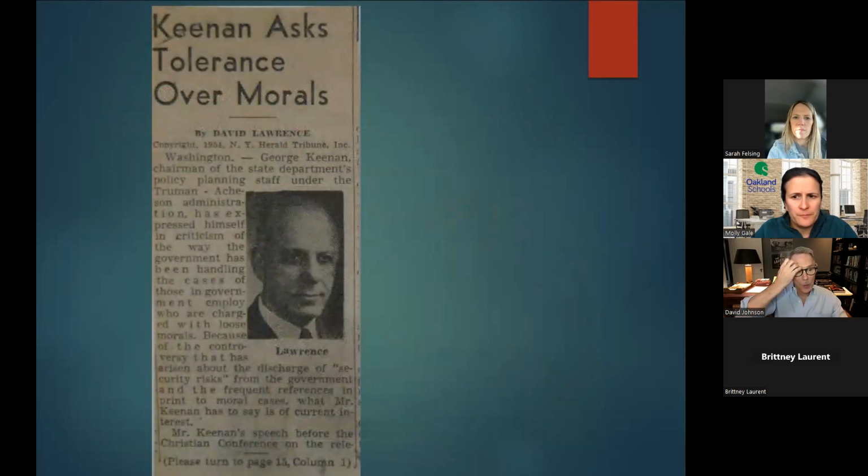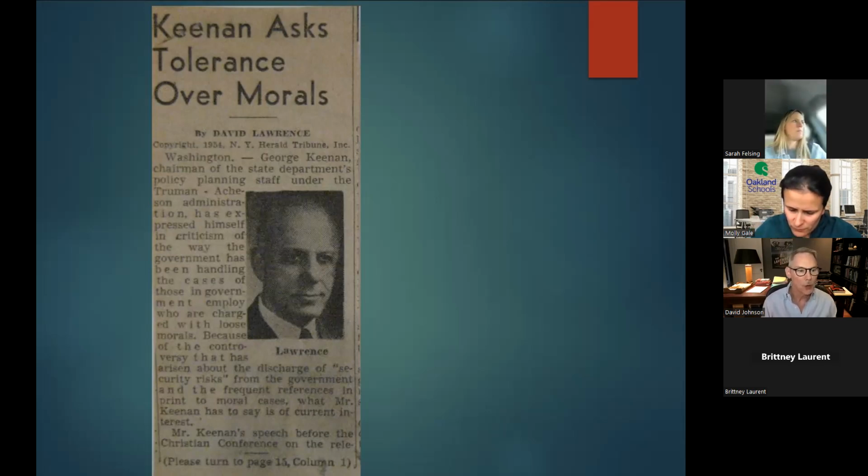This is a newspaper piece on the issue featuring George Kennan. He was, of course, the man responsible for the containment policy. Big State Department official. He's actually one of the few people who comes out and says this really probably isn't a matter of national security, that people are taking this too far. But in the article about his speech, it all uses the euphemism of morals. They talk about security risks in the State Department, employees charged with loose morals and morals cases, all to avoid, in the New York Herald Tribune, using the term homosexuals, although everyone knew that's what they were talking about. Anyone who was paying attention, anyway.